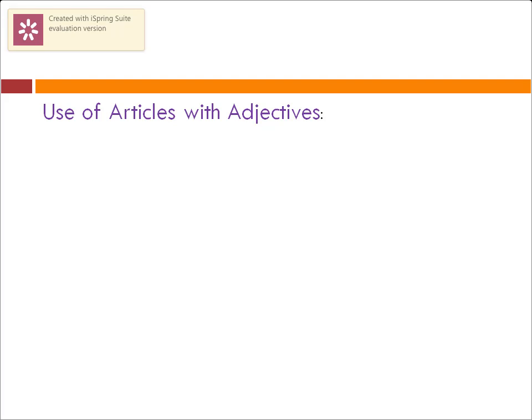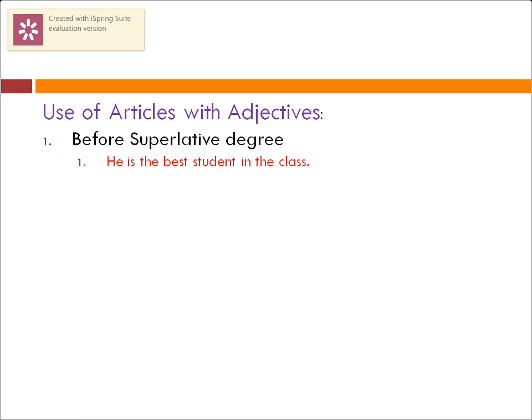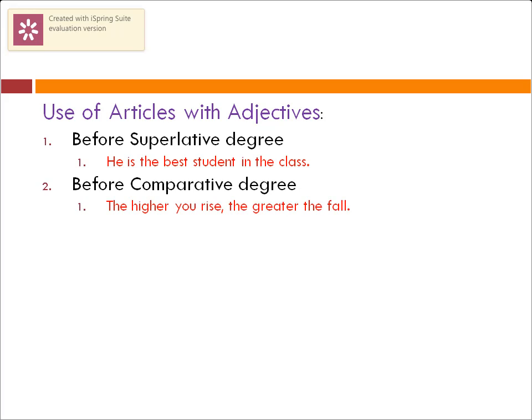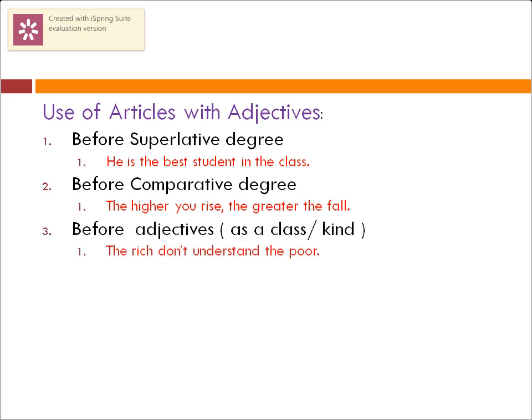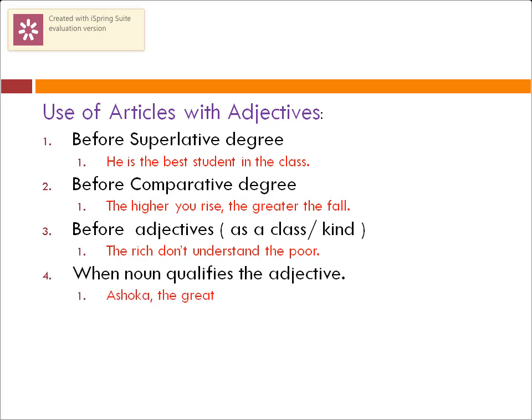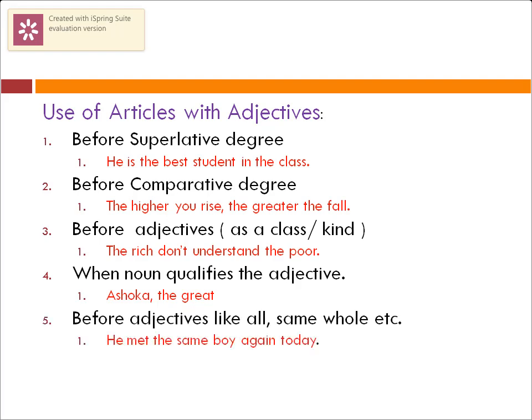Now let's look at our use of articles before the adjectives. Articles can be used before superlative degrees like he's the best student, before comparative degrees like the higher you rise or the greater the fall, before adjectives when they are used as a class or a kind. The rich don't understand the poor. When a noun qualifies the adjective like Ashoka the Great, before adjectives like all, some, whole, etc. He met the same boy again today.